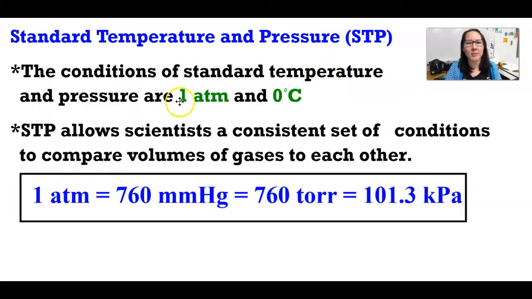Standard pressure is 1 atmosphere of pressure, which, if you express that in one of the other units, 1 atmosphere is the same as 760 millimeters of mercury, which is the same as 760 torr, which is also the same as 101.3 kilopascals. The standard temperature is 0 degrees Celsius, and what we'll come to learn is also 273 Kelvin. STP allows scientists a consistent set of conditions to compare volumes of gases to each other.